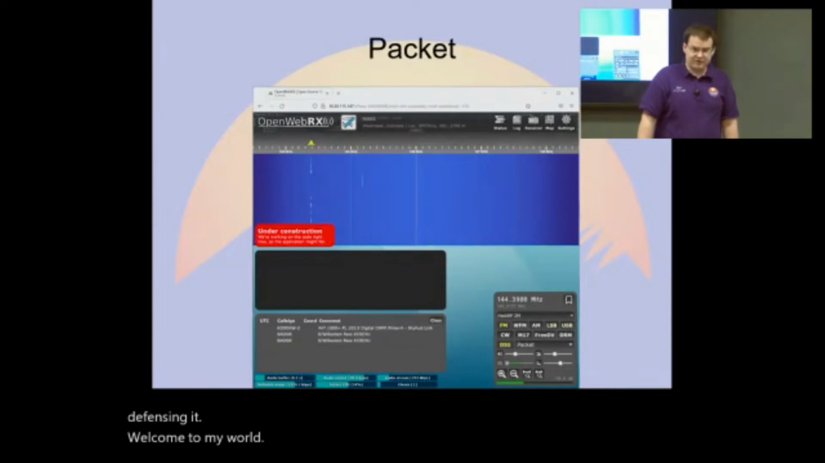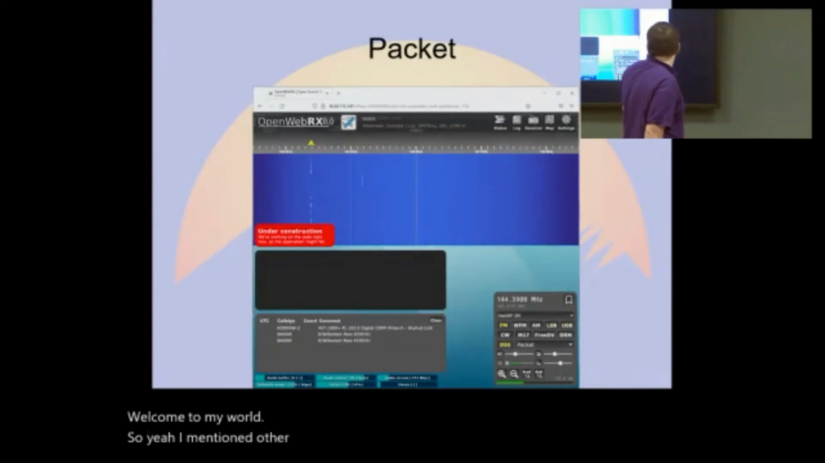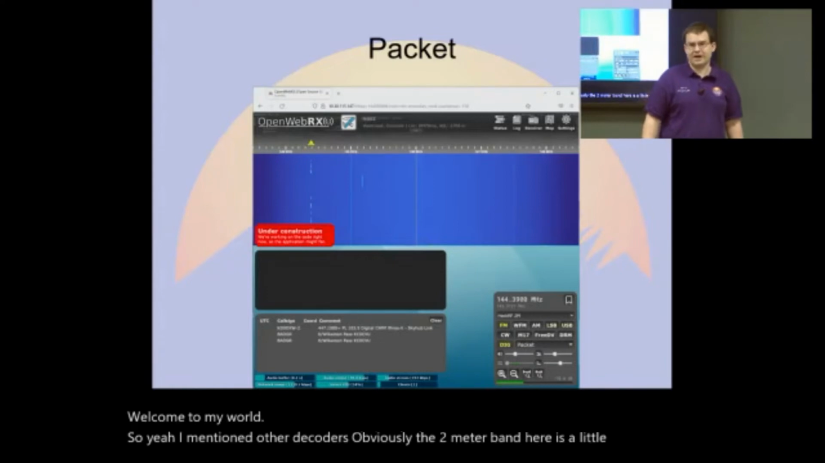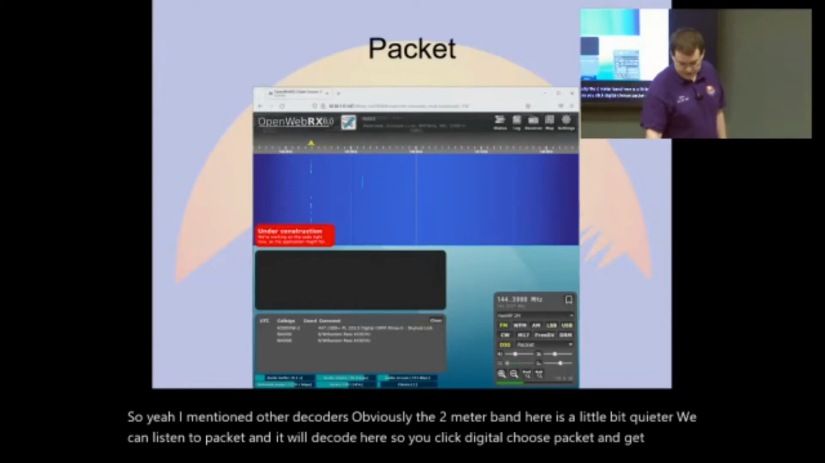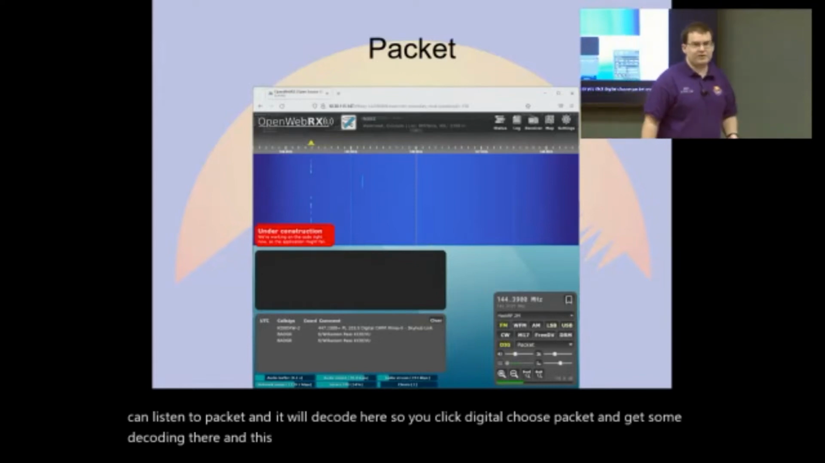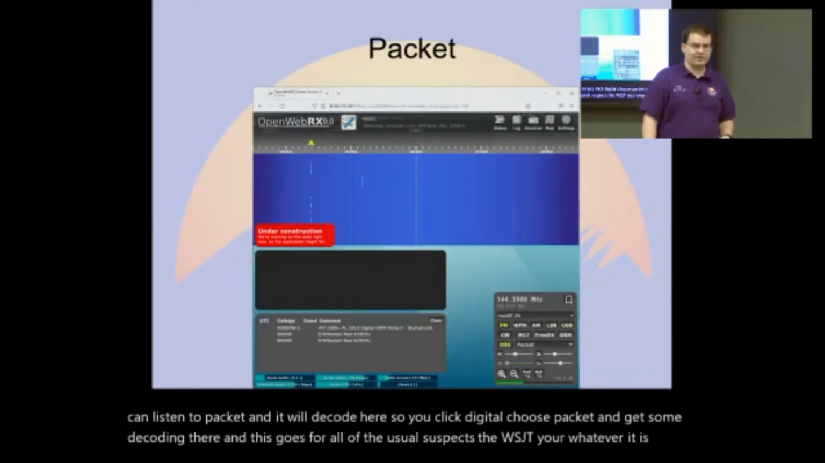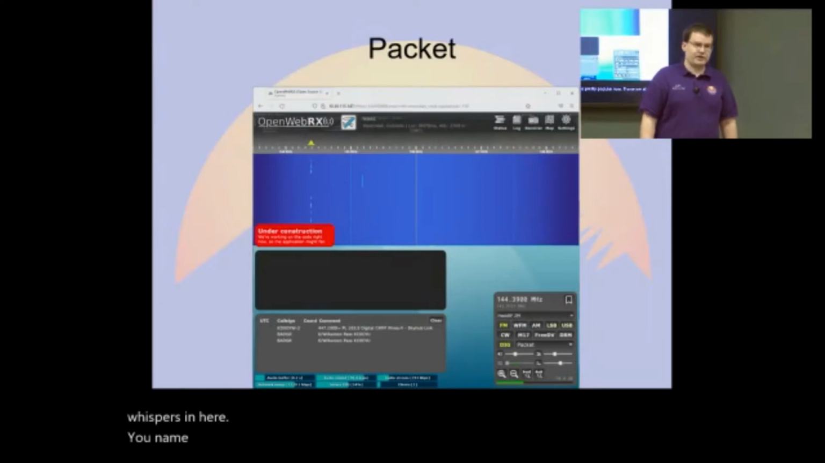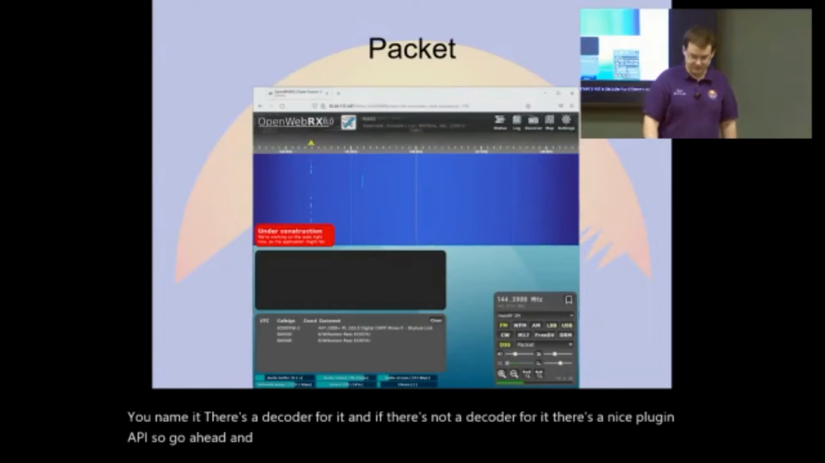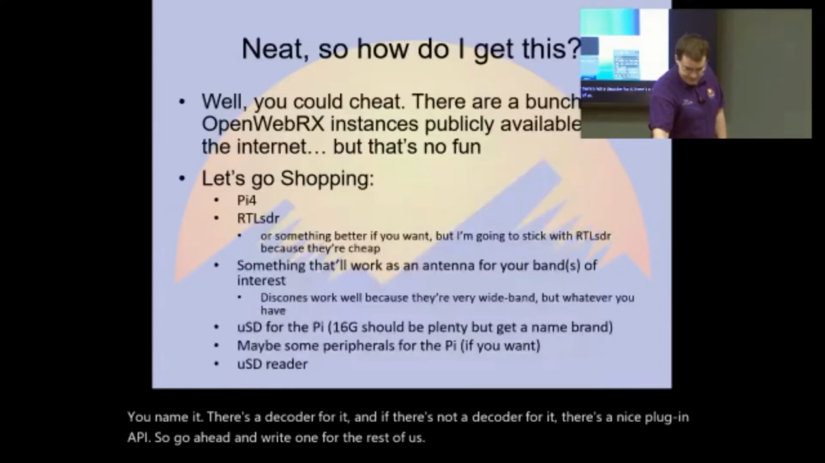So yeah, I mentioned other decoders. Obviously, the 2 meter band here is a little bit quieter. We can listen to packet, and it will decode here. So you'd click digital, choose packet, and get some decoding there. And this goes for all of the usual suspects, the WSJT or whatever it is, that whole family of protocols. FT8, I think, is pretty popular now. Those are all in here, Whisper's in here. You name it, there's a decoder for it. And if there's not a decoder for it, there's a nice plug-in API. So go ahead and write one for the rest of us.